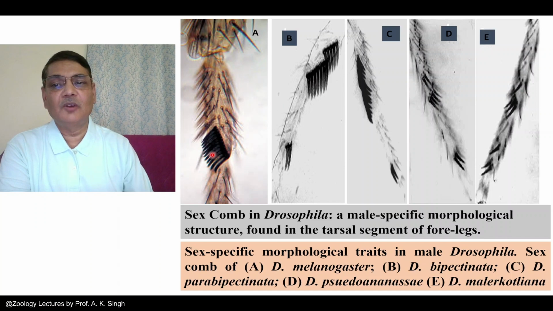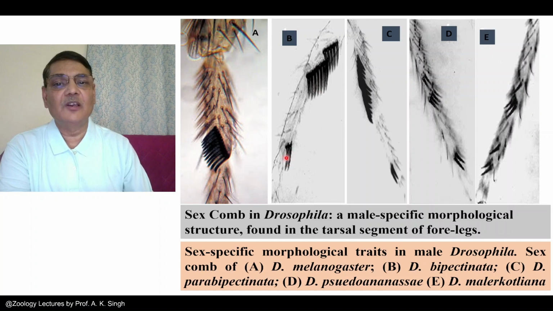Like in case of melanogaster, you can see here this is a single sex comb. It is present in the tarsus portion, the first subsegment of tarsus, and the number of hairs is 10 to 11. You can exactly count them. The other species is Drosophila bipectinata, where two prominent sex combs are there, and you can also count the number of hairs. These are 5 and 7, 8 hairs here.